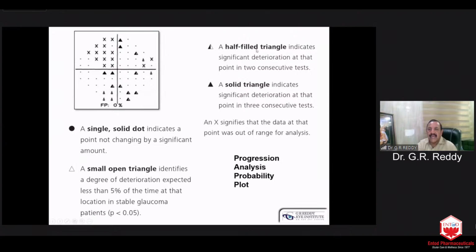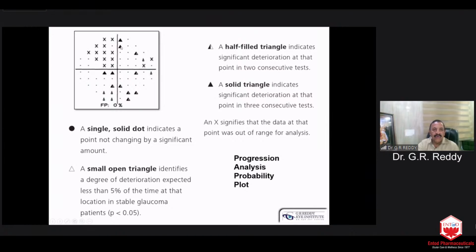This is a half-blocked triangle. A half-blocked triangle means that at this point the deterioration is there in two consecutive tests. So the loss of sensitivity, maybe it is a black square. The loss of sensitivity is more than 8 dB. 8 dB may come to 10 dB or 13 dB in the next test, and in the next test it may go to minus 20 or 24 dB. So there is deterioration at that point in two consecutive tests. Because it is a black square, we are not appreciating it, but in the progressive analysis probability plot it is represented by a half-filled triangle. So we know this black square is deteriorating in the last consecutive tests.